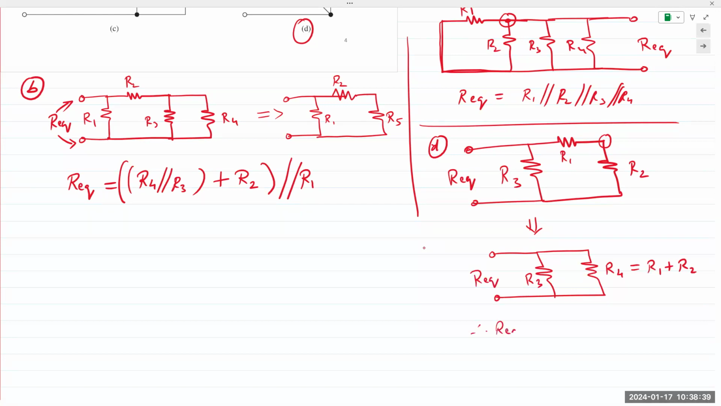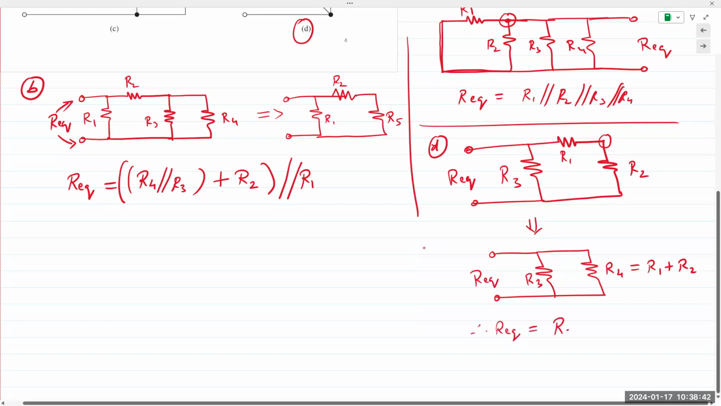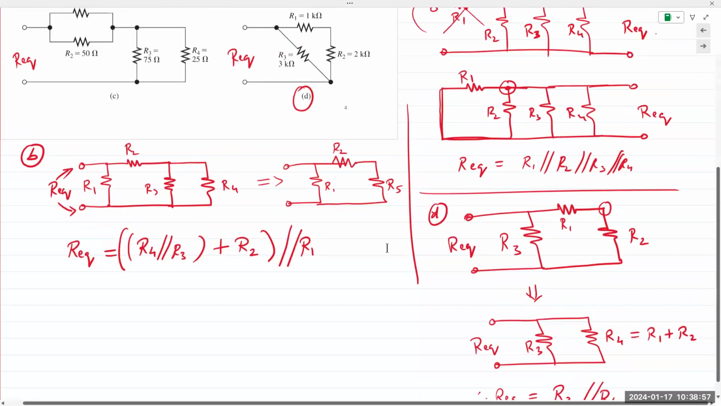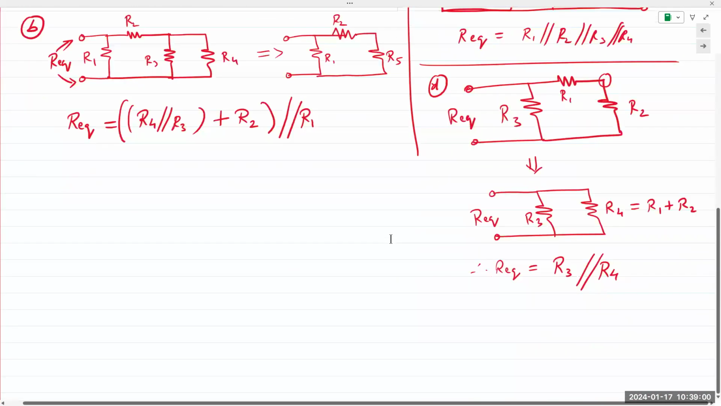So my REQ is R3 parallel R4. Make sense? We have values 3, 2, 1. Okay. Any questions? Straightforward enough? Okay.